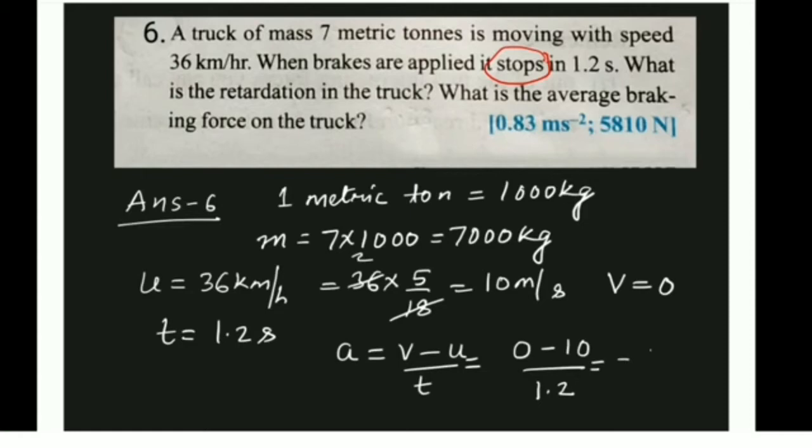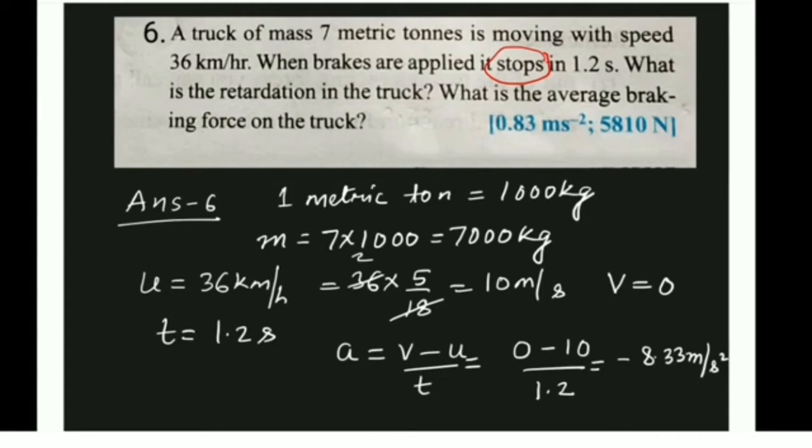Please make this correction in your book. The answer is 8.33 meter per second square with minus sign. Why is the minus sign coming? Again here the same thing, because velocity is decreasing. Initially it was 10, now it is 0. So acceleration is coming negative.